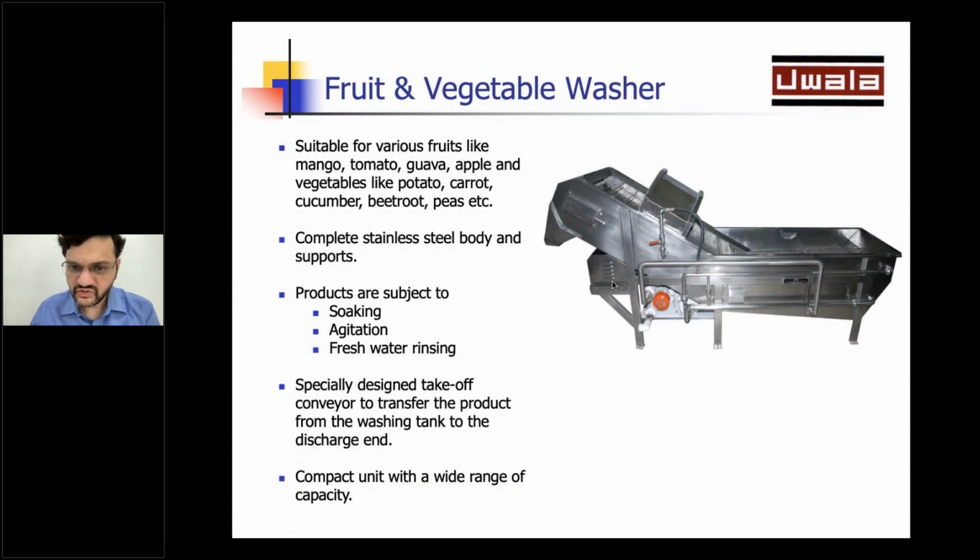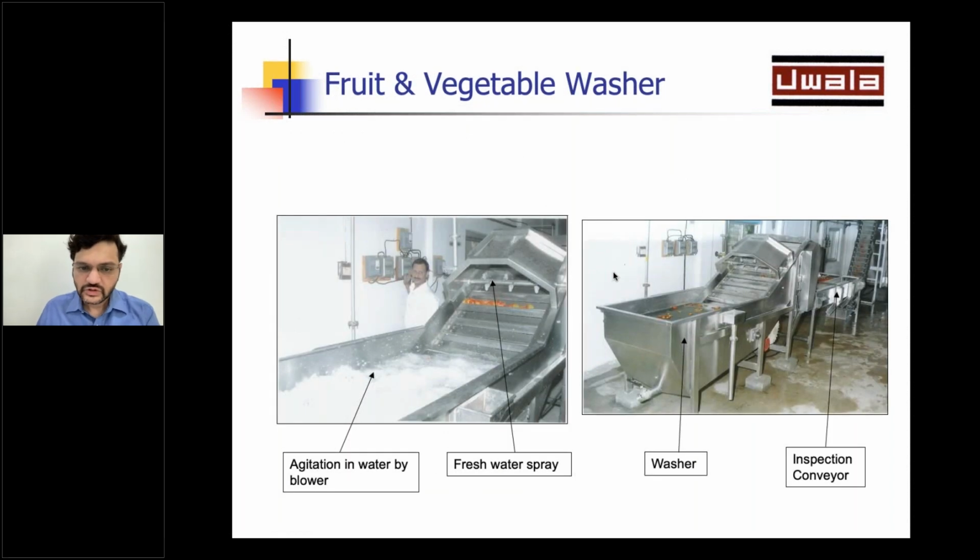This form of washing is called bubble washing. Why do we call it bubble washing? Because bubbles are created in water with the help of the agitator, with the help of the blower. In this slide, you will see a couple of pictures of this machine which has been placed in an actual line. So you can see the agitation in the water which has been created with the help of a blower, and we give a fresh water spray before the product is discharged to the next machine.